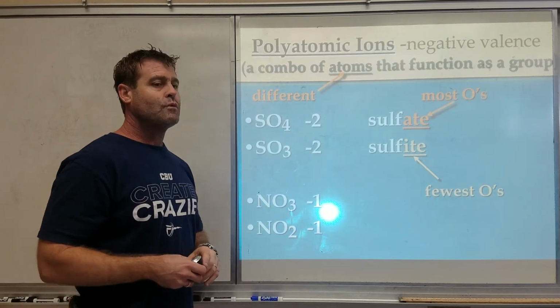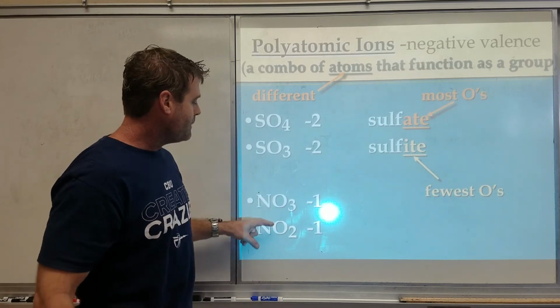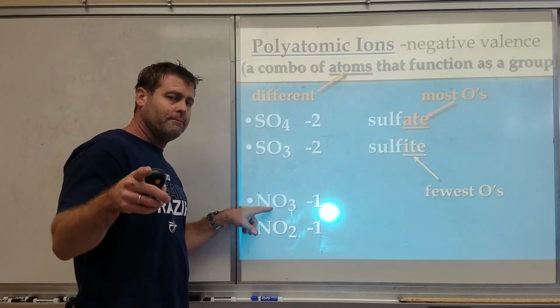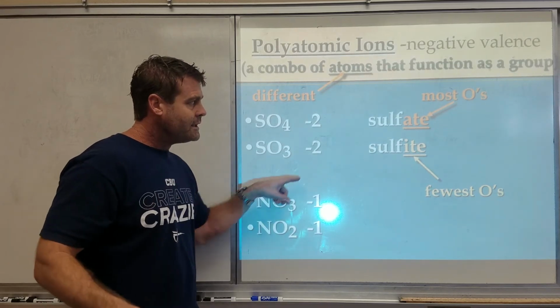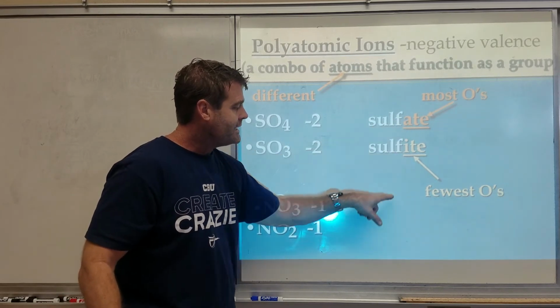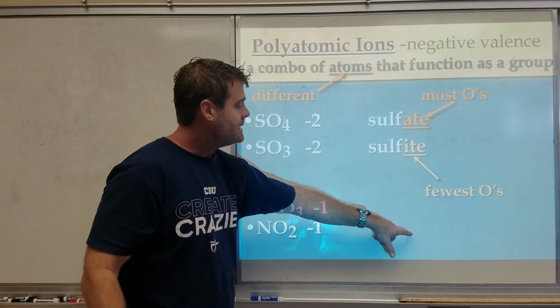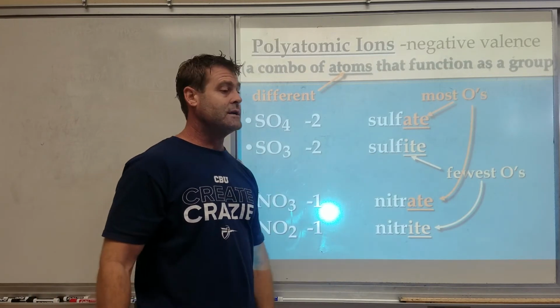Using the same rationale, without looking at the valence sheet, you could probably try to predict what these are called. What do you think NO3 would be called? Wouldn't that be called nitrate? And what about NO2 with fewer oxygens? Nitrite. So it's nitrate, nitrite.